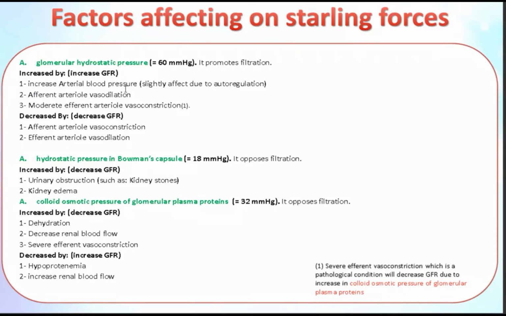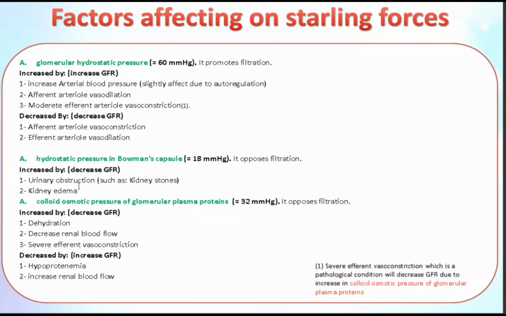Increasing the arterial blood pressure, afferent arteriolar vasodilation, or moderate efferent arteriolar vasoconstriction leads to increased GFR. And GFR decreases with afferent arteriolar vasoconstriction or efferent arteriolar vasodilation. Secondly, hydrostatic pressure of the Bowman capsule is 18 mmHg, which opposes filtration, that means increasing it decreases GFR.